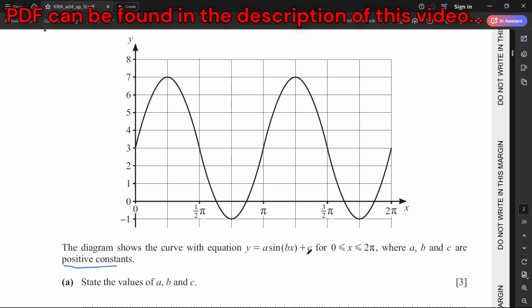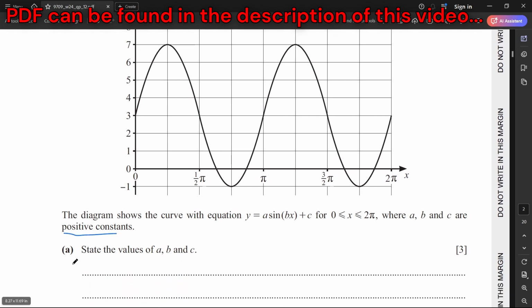Based on this modification, I can first find the value of c. I know that my c is nothing but the shift in the y-axis, basically the translation in the y-axis. My normal sine curve starts from 0 and over here it is starting from 3. So there is a positive shift in the y-axis of 3 units, and therefore c will come out to be 3.